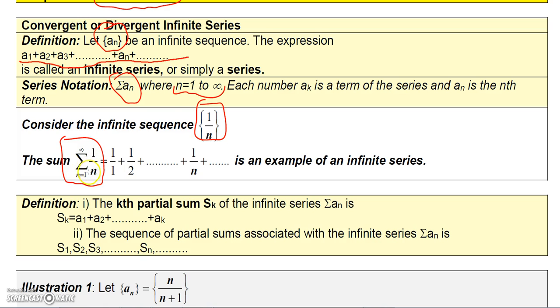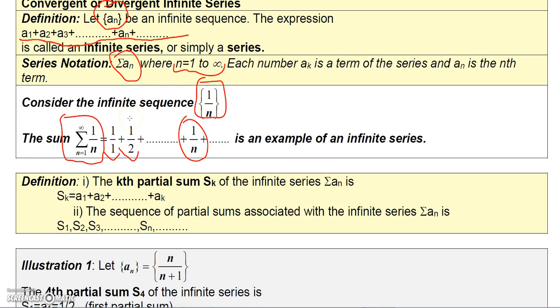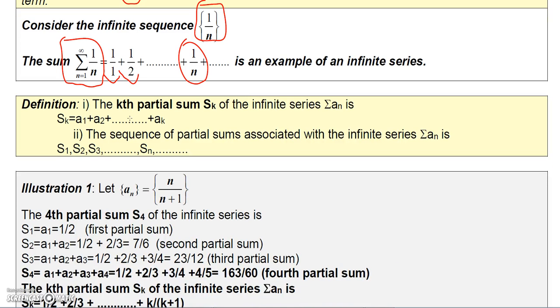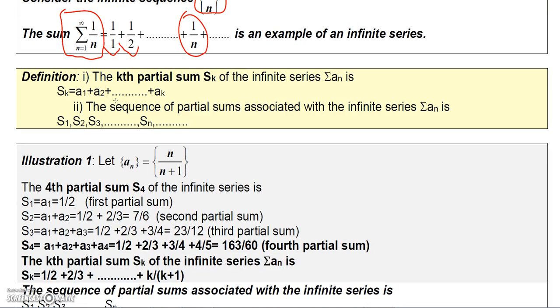So what does this mean? You take the term for n equals 1, which would be 1 over 1, or 1, and add it to the term for n equals 2, which would be a half, and then the term for n equals 3, which would be a third, then the next term is a fourth, and so on. You're going to have an nth term out here, but it goes on forever and ever. That's what an infinite series is: when you're adding the terms of an infinite sequence.